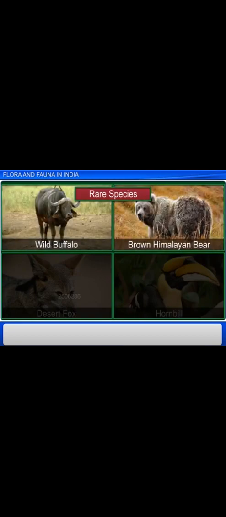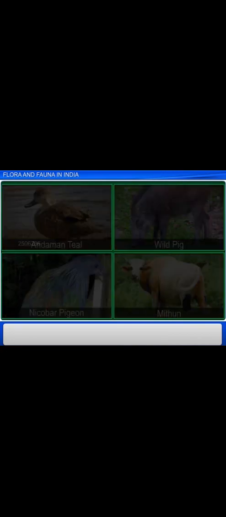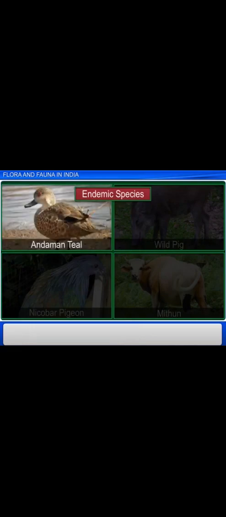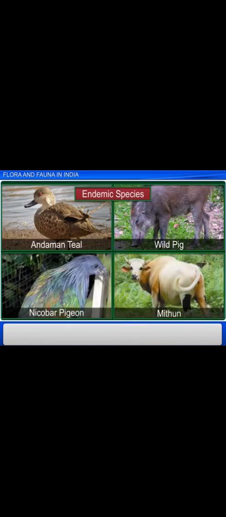A species with a small population that is likely to become vulnerable or endangered without conservation efforts is called a rare species. Some rare species include the Asiatic wild buffalo, brown Himalayan bear, desert fox, and hornbill. A species found only in a particular region due to isolation by natural or geographic barriers is called an endemic species. For example, the Andaman teal and wild pig, the Nicobar pigeon, and a bovine called mithun, found in Arunachal Pradesh.